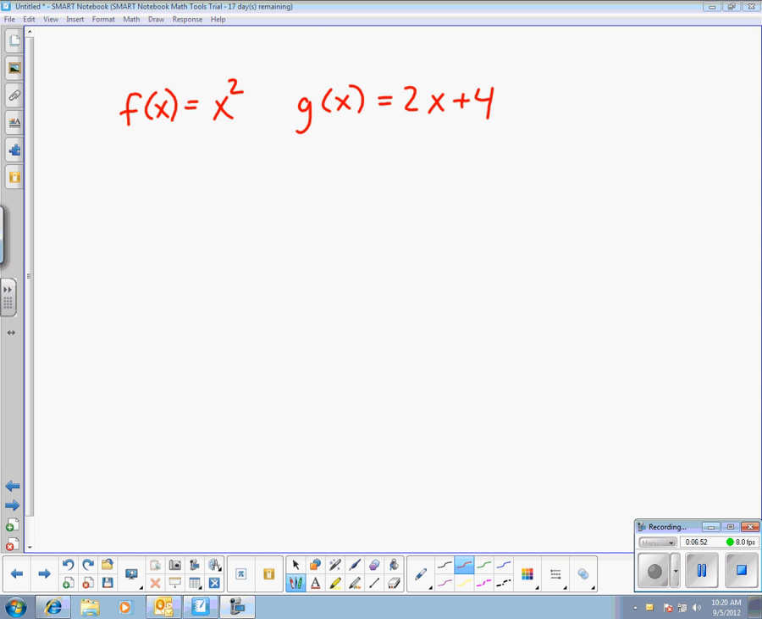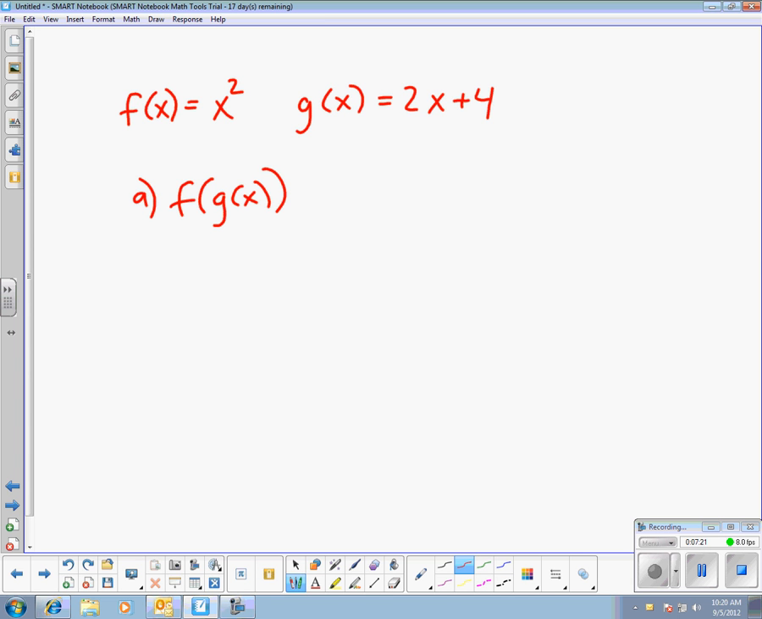Okay, so here on the next page, we've got a situation where you have two separate functions defined. f of x is x squared, and g of x is 2x plus 4. Remember that f of x and g of x both just mean y. So if you were to graph this, your y-axis would be where you graph the values of f of x and g of x. Nothing is changing about what you know about these things. It's just the name. Okay, so one example might be, what is f of g of x?